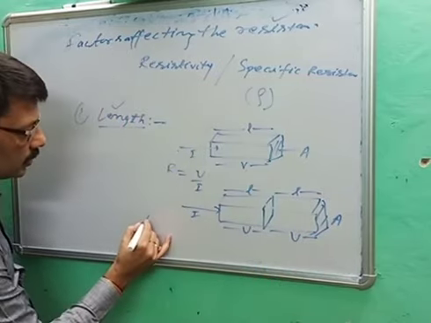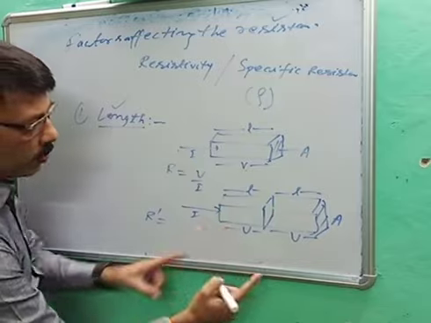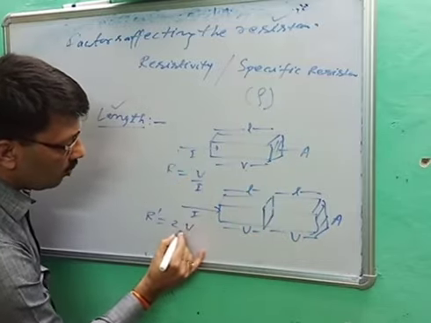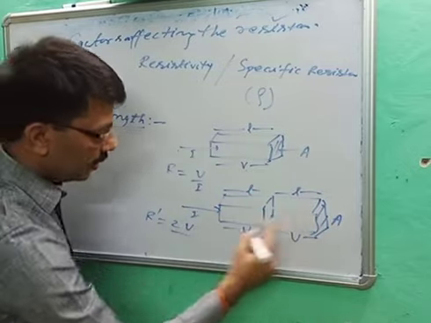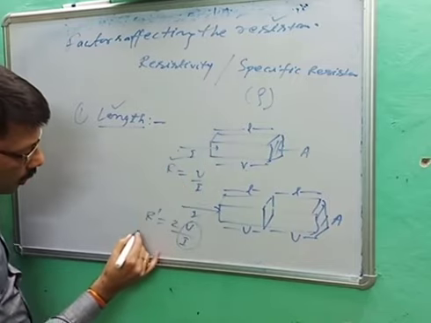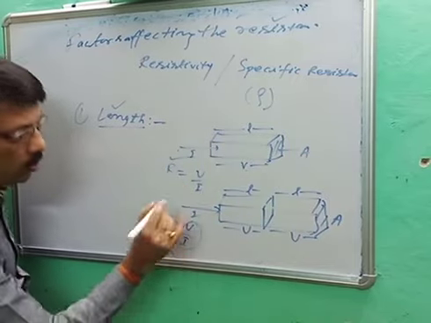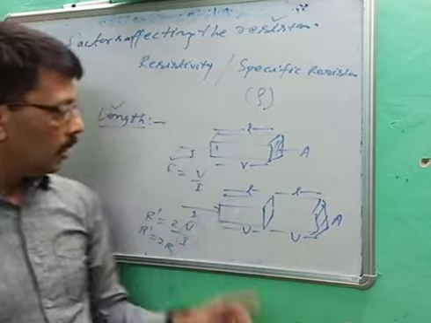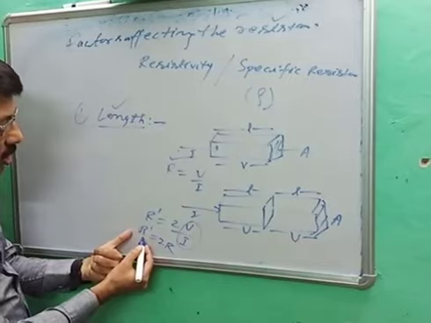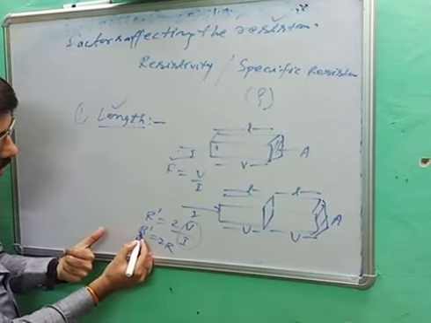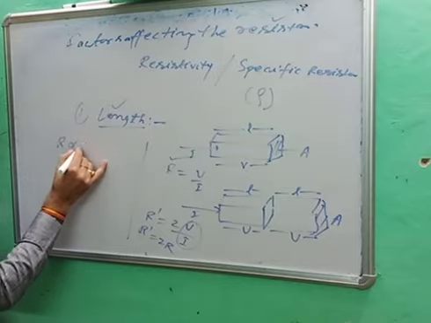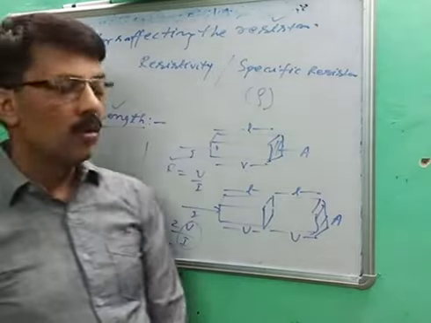So what is the new resistance? R dash is equal to V, and the total voltage is V plus V, which is 2V, upon the flowing current, which is the same because they are connected in series, I. And V upon I is R. So R dash is equal to 2R. What we conclude here is that when we increase the length twice, the resistance becomes twice: R dash becomes 2R. So we conclude that R is proportional to L. This is the first factor.